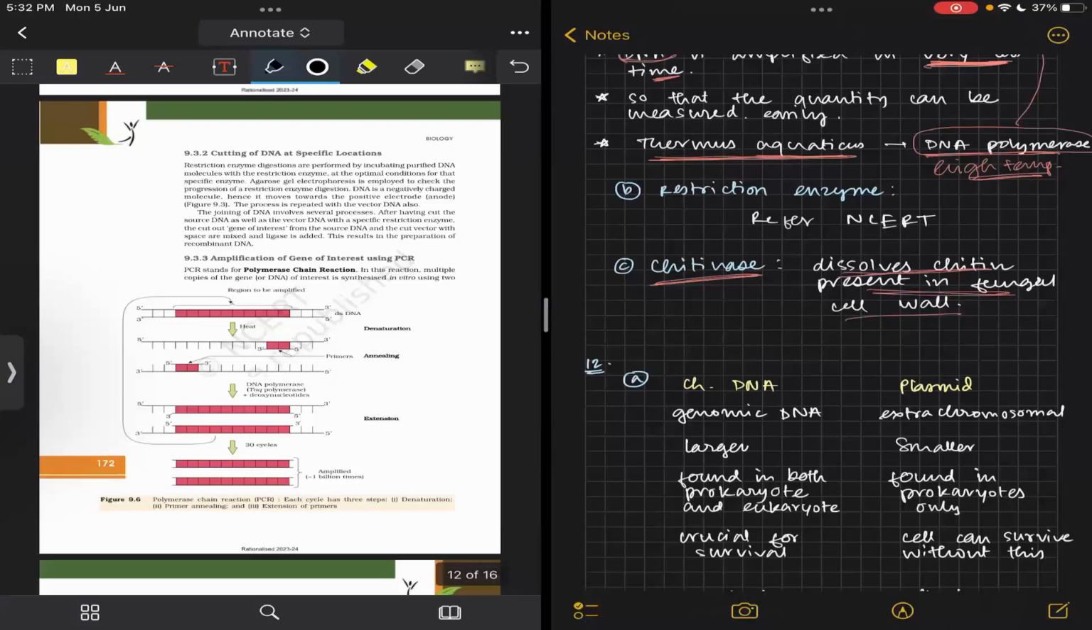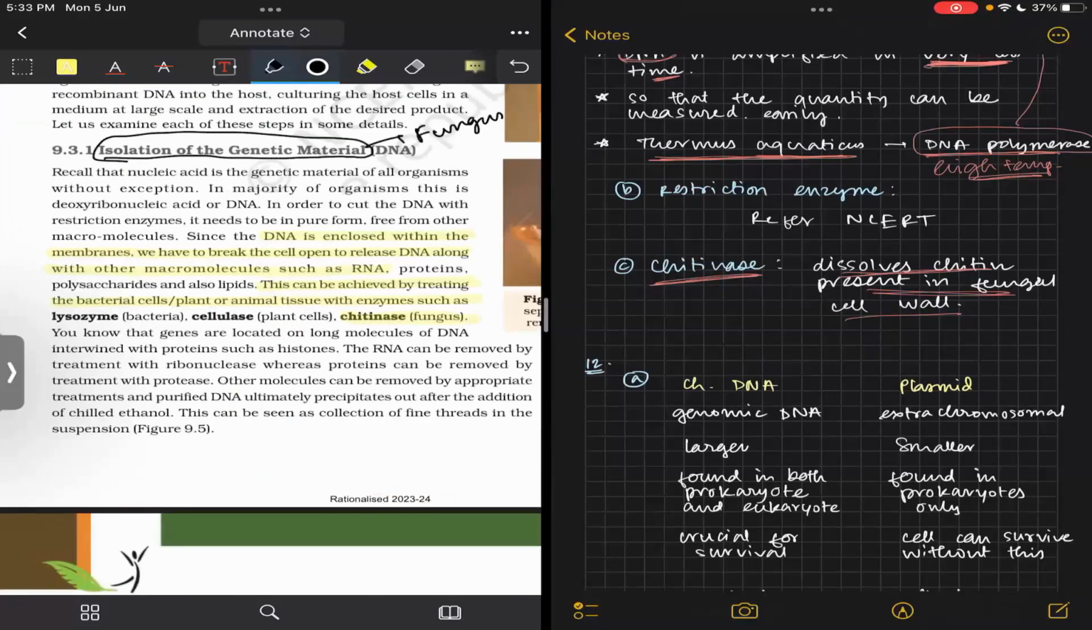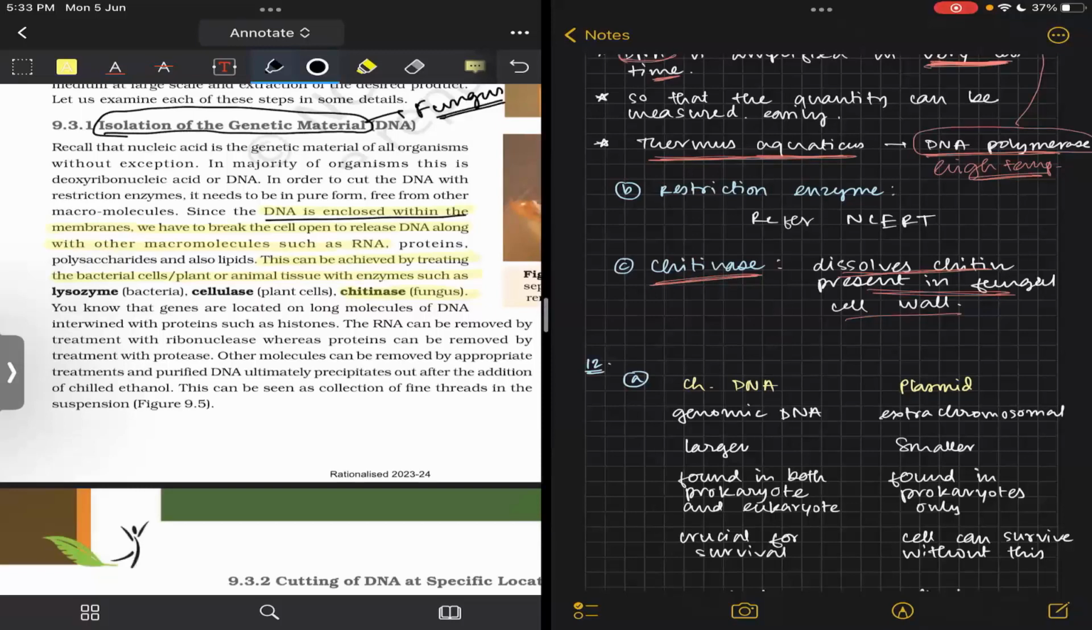So when we have to isolate the genetic material from a fungus, DNA is actually enclosed within the membrane, so that's why we have to break the cell open to release the DNA along with other macromolecules such as RNA. And for that, we have to break the cell wall of fungi. The cell wall of fungi has chitin in it, and that's why we are using chitinase enzyme to get the DNA that we want from that fungus. So this is chitinase and nothing else.